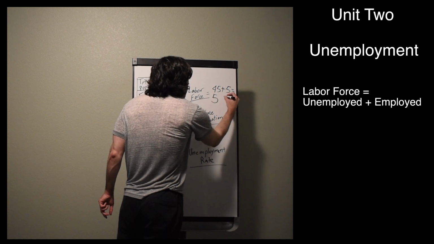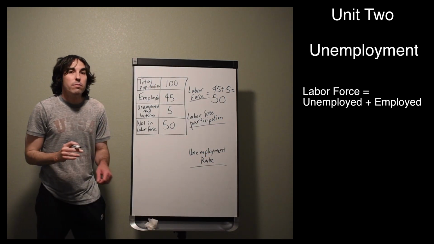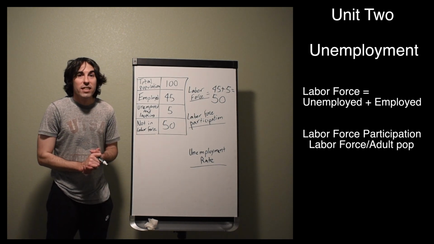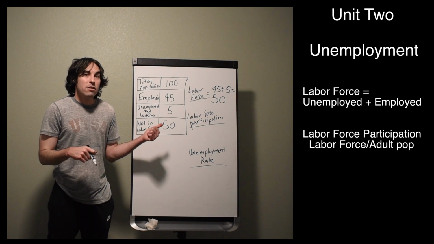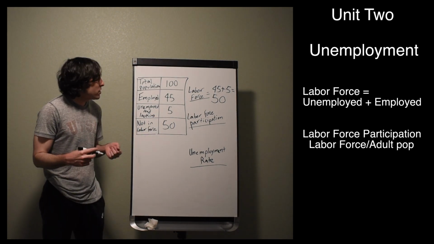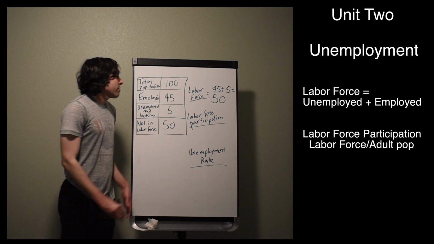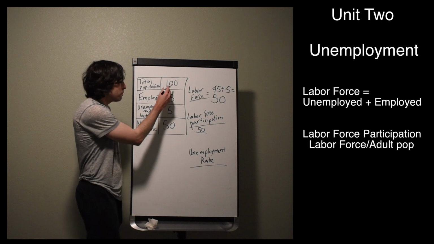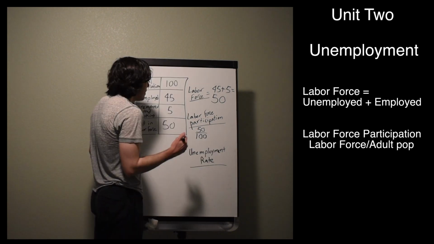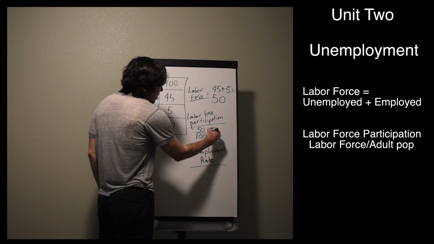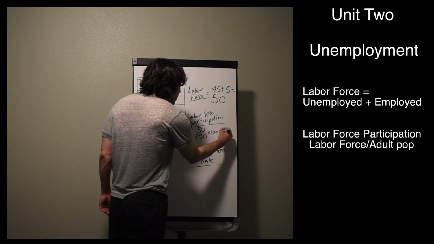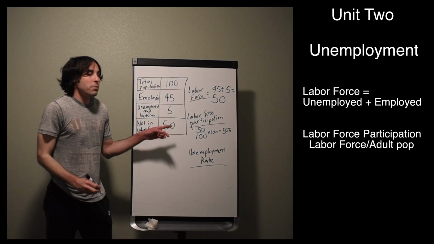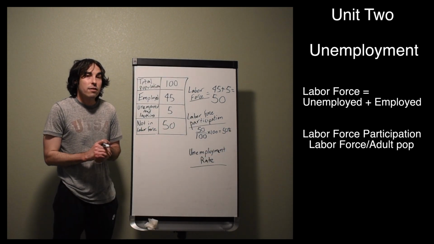job. So it's going to be 45 plus 5. The labor force in this country is 50. We've got 50 people in this country that are part of the labor force. Now to calculate the labor force participation rate, it's going to be the labor force that we just calculated divided by the total adult population and then times 100. So we got 50 people that are part of this labor force. The total adult population is 100 people, 50 of which are not in the labor force. And so it's going to be the 50 in the labor force divided by the 100 people in the adult population times 100, and that is going to come out to 50% for this economy. 50% of the people in this country are participating in the labor force.